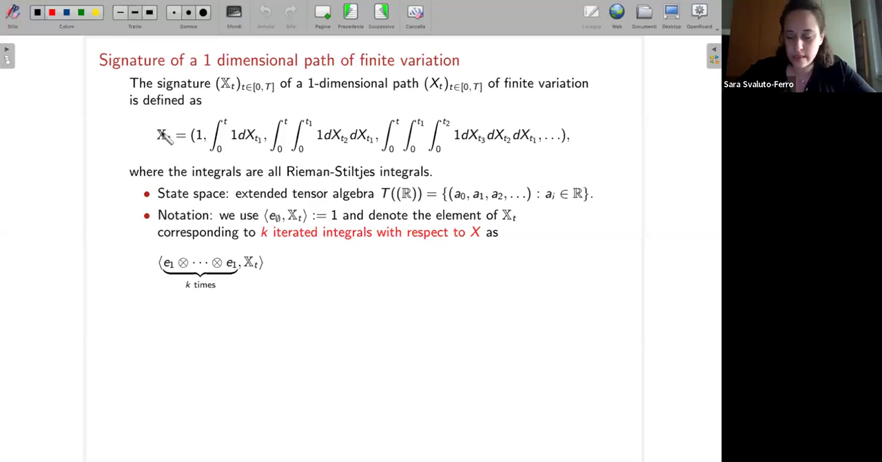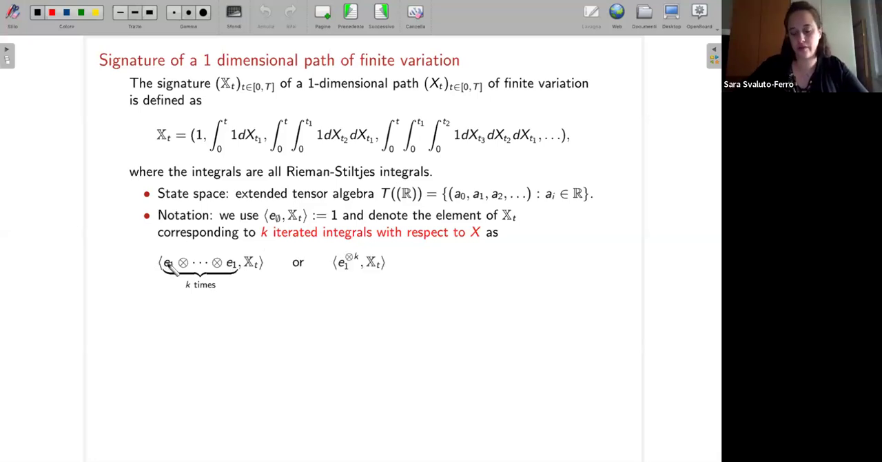So we have the signature and we want to take the kth iterated integral. How do we do it? Well, we do it like this. We take e1, e1, k times, and pair it with the signature using the bracket, to select the kth iterated integral of the signature. To select the very first one, we choose the empty set.